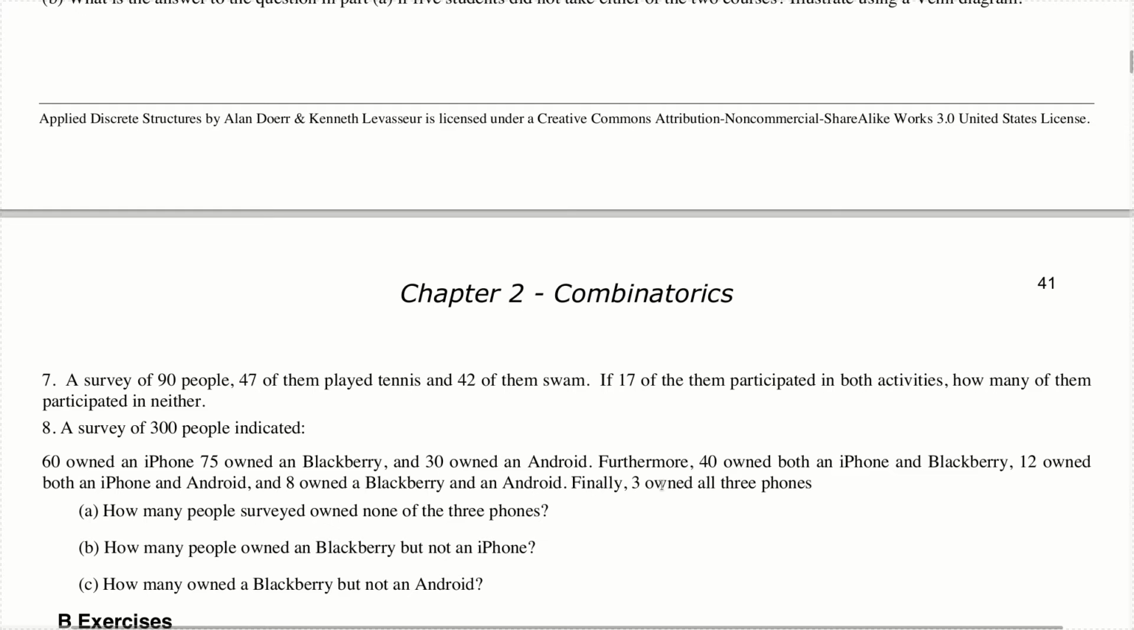Let me write this down. We have 90 people. We have 47 playing tennis. We have 42 swimming. And 17 in both. We want to know how many participated in neither.